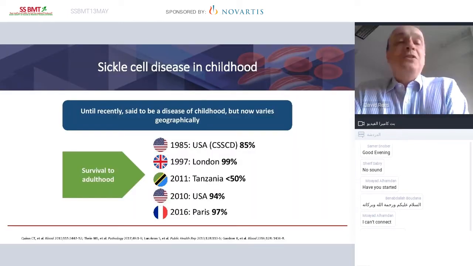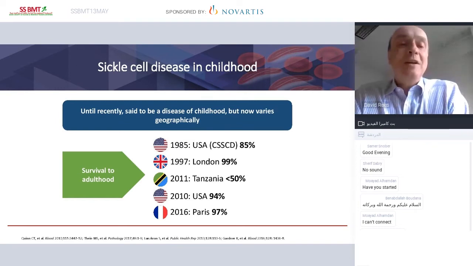So survival, as I've said, depends a bit on where you live. Survival in high-income countries now: there are some fairly good studies in London. The paediatric survival seems to be about 99%, in the sense that nearly all children reach the age of 16, and those figures are pretty much reproduced in other high-income countries in the 90s and more recently. There are very few studies from the Middle East giving an idea of what paediatric survival is like.